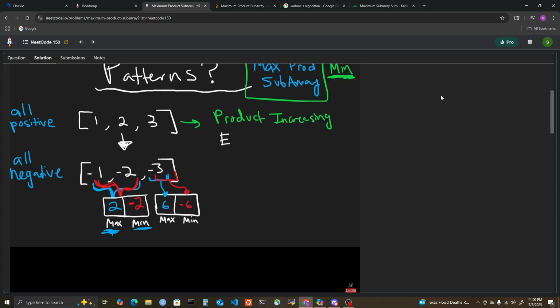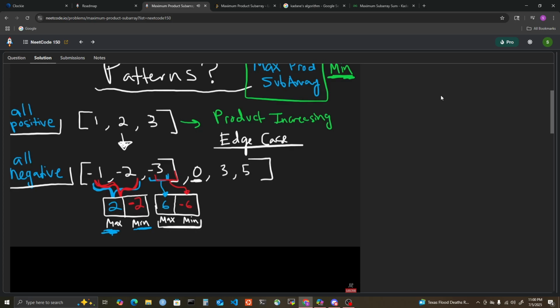Now let's look at one edge case. We're talking about positive and negative numbers, but one last edge case exists, the dreaded 0 value. What if we had a 0 value and then maybe some other numbers, 3, 5? Our 0 is going to kill our streak. Look what's going to happen to our min and max. If we take 6 multiplied by 0, we get 0. If we take negative 6 multiplied by 0, we get 0 again. X times 0 equals 0. And if we try taking this 0 and making it a product with 3 and 5, it's going to continue being 0, because any number times 0 is 0.